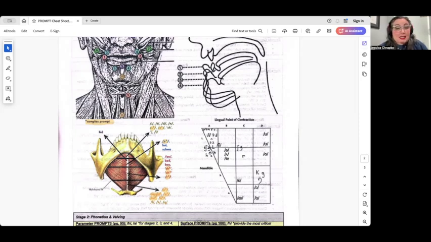Mylohyoid C, as you can see, is the widest part of the muscle under the tongue. The sounds that require lingual contraction at mylohyoid C include sh, zh, as in head, and as in hat.